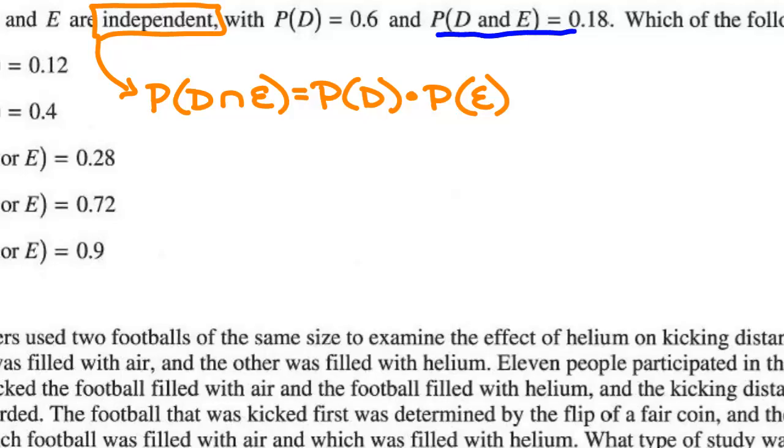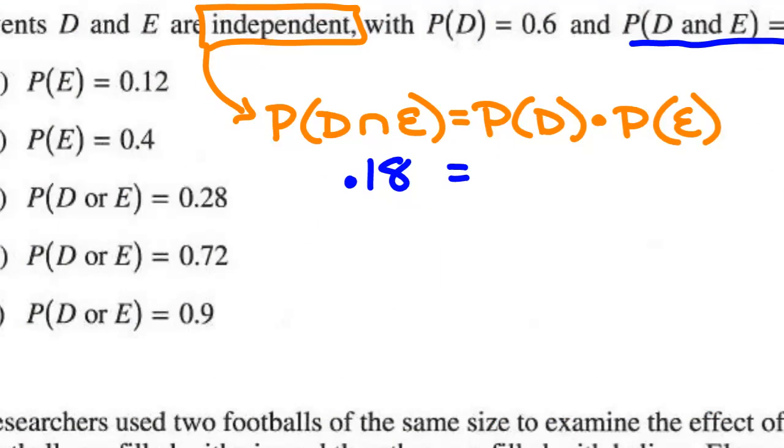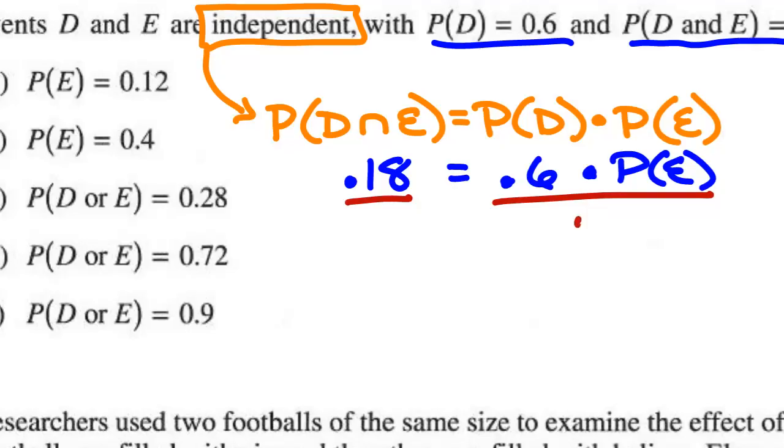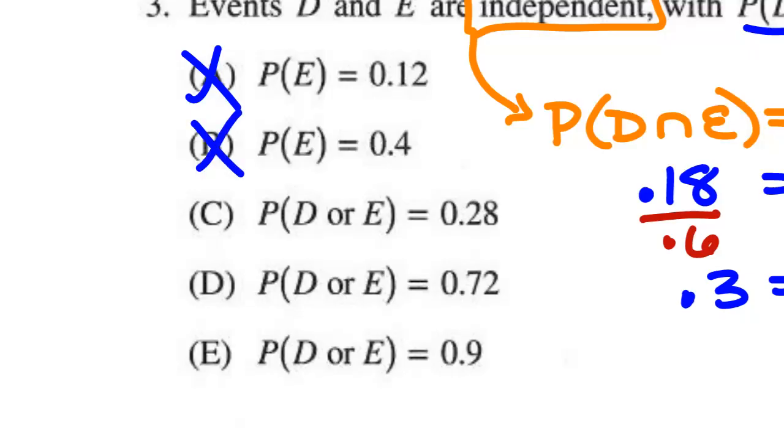We have that the probability of D and E is 0.18. The probability of event D is 0.6. And that's getting multiplied by the probability of event E. So then I would divide both sides by 0.6. And you end up getting 0.3 for the probability of event E. So that's enough right there to toss out choices A and B. So now we're going to have to go and look for an OR, a union.